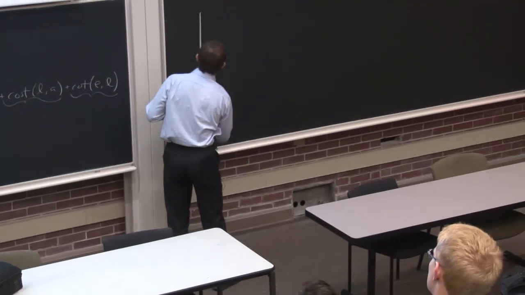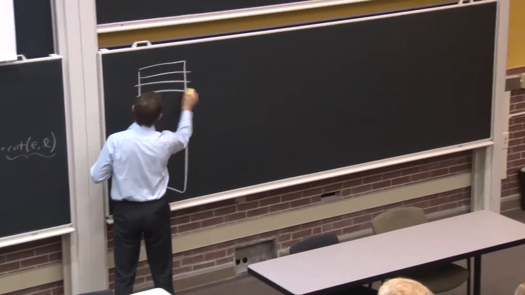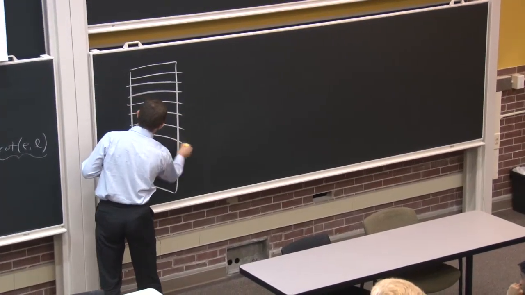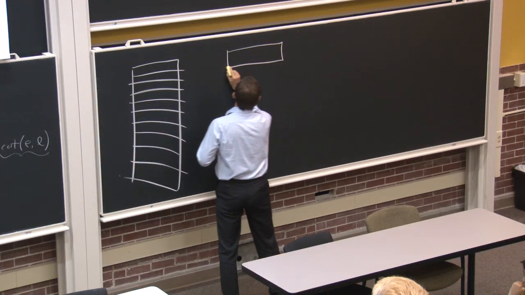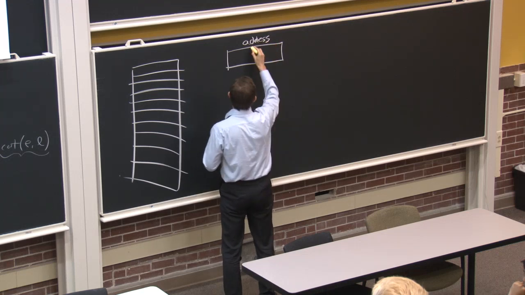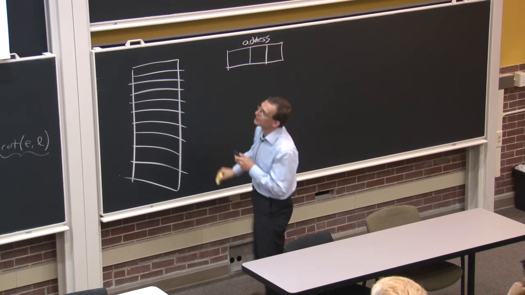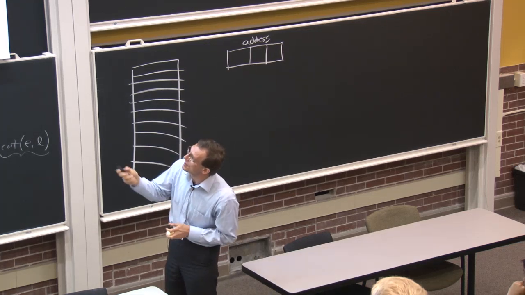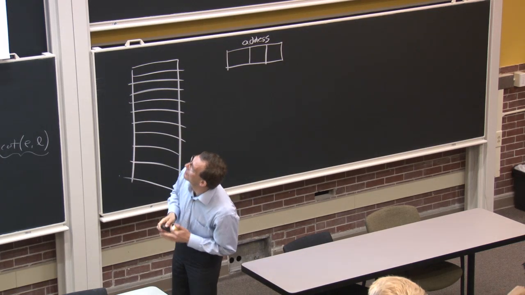So we're going to divide the memory into equal-sized blocks. This is your entire memory. And you have these address bits. Part of this address will be used to index into the cache. This index tells us where that block is in the cache.